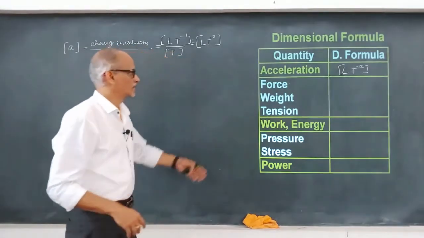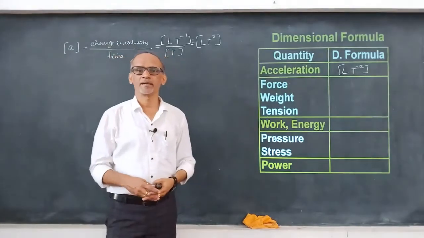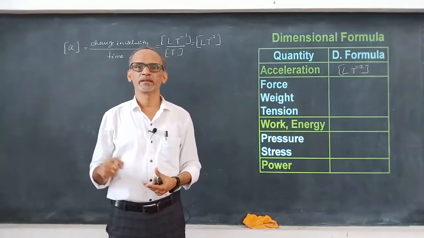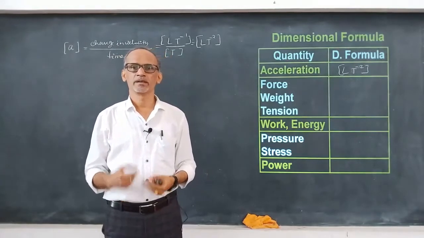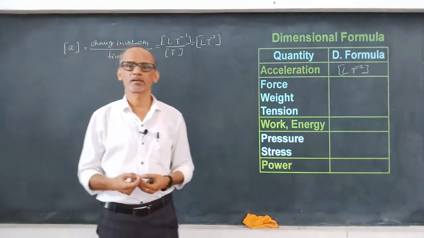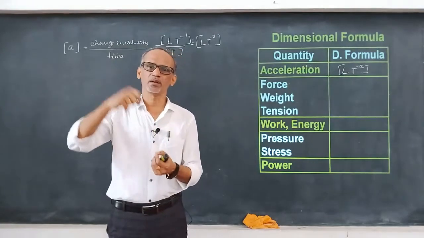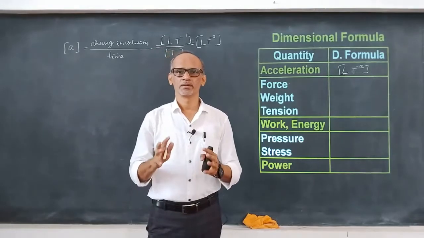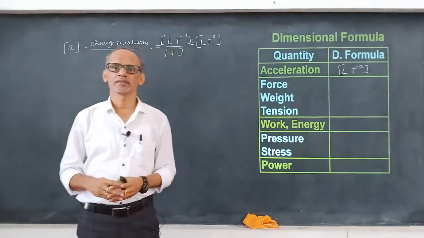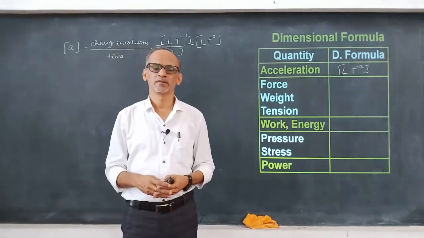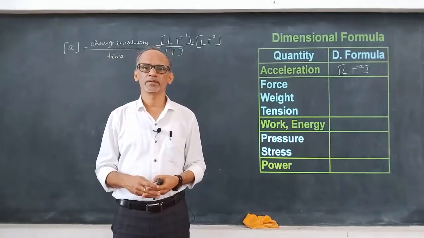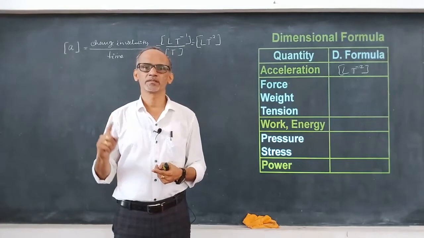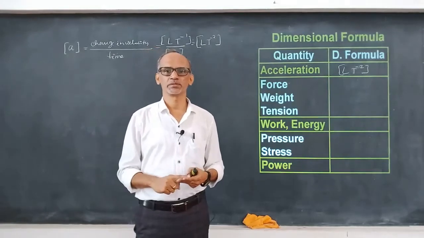Clear? There are three quantities having the same dimensional formula. One is force, other is weight, and the other is tension. Tension again is a force. It's a kind of force that normally acts along the string or thread. So, no worries, all that is later in some other chapter. For the time being, which are the three quantities having the same dimensional formula? Force, weight and tension.